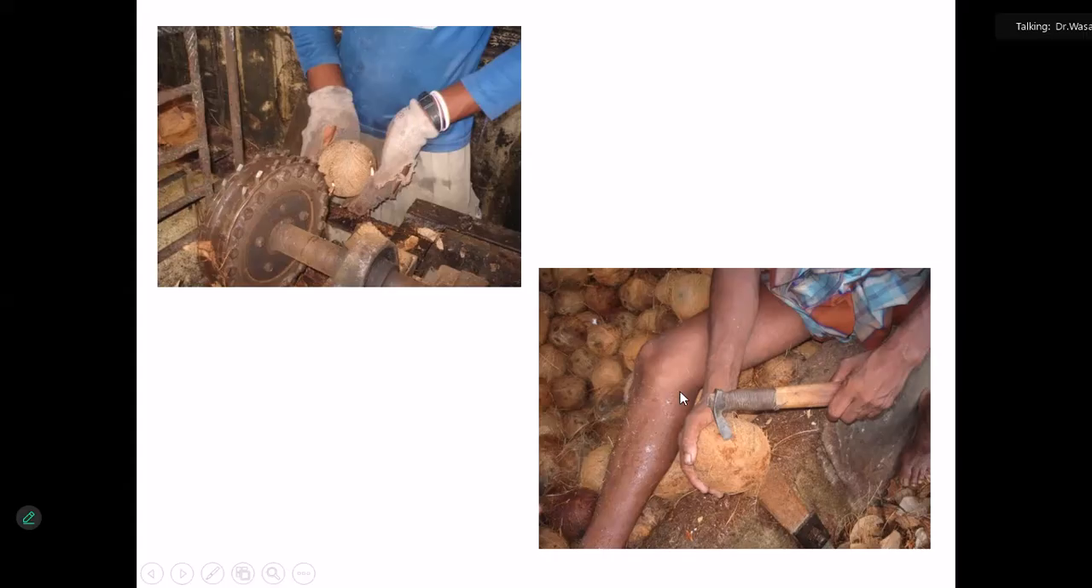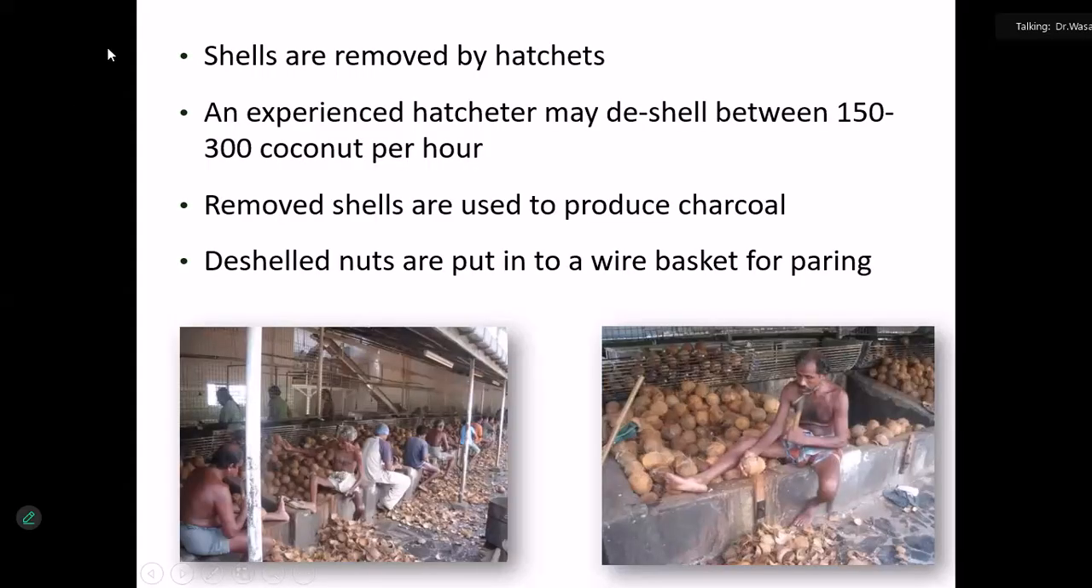This is manual hatcheting. In hatcheting, shells are removed by hatchets. An experienced hatcheter may split 115 to 300 nuts per hour. That means you can multiply it by at least 8. That means 2,500 per day.